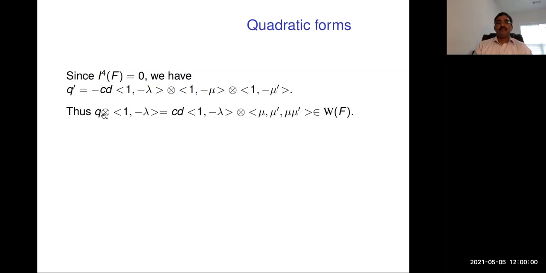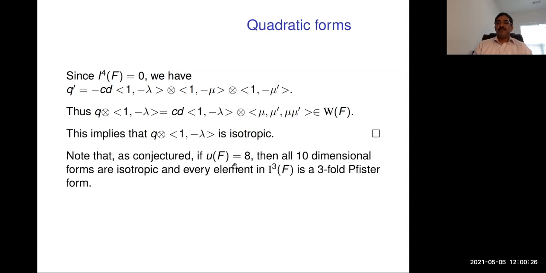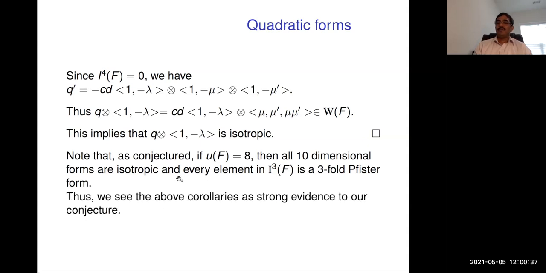On the left hand side, the q tensor 1 minus lambda is 10-dimensional, and the right hand side is 6-dimensional because it's 2-dimensional tensor 3-dimensional, so 6-dimensional. So in the Witt group, a 10-dimensional form is equivalent to a 6-dimensional form. That means this 10-dimensional form has to be isotropic. So this implies that this is isotropic. Okay, so note that as conjectured, if mu f is 8, then all 10-dimensional forms are isotropic. So there's nothing special about this q tensor 1 minus lambda, and every element in I3 is a threefold Pfister form. Thus we see the above corollaries as strong evidence for our conjecture.